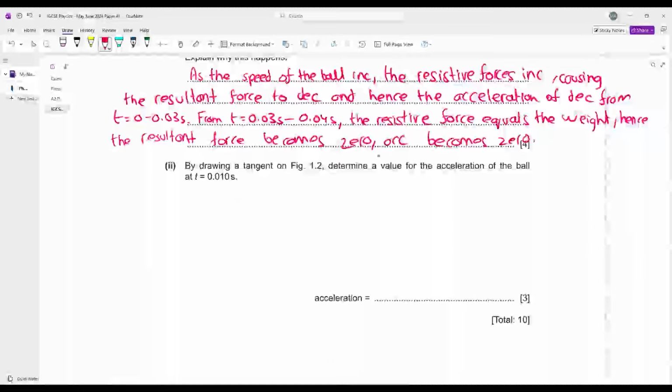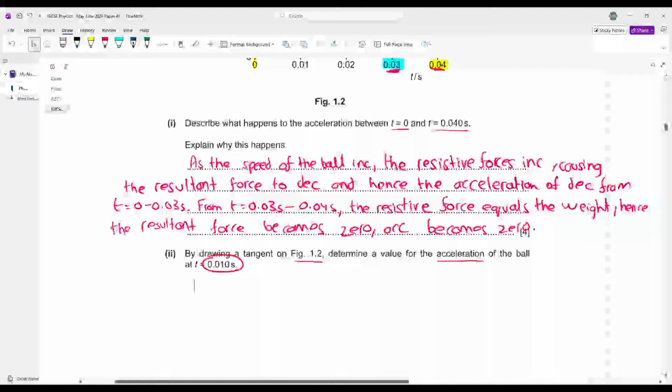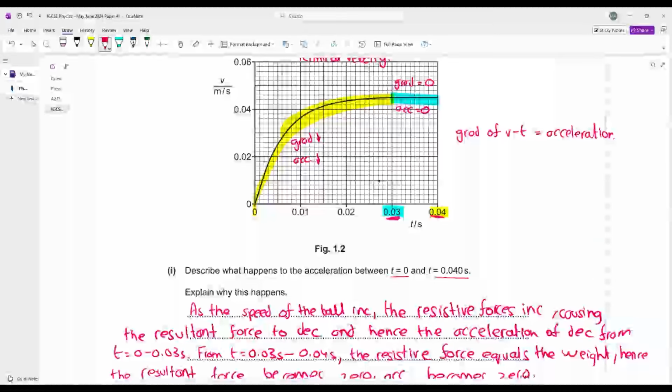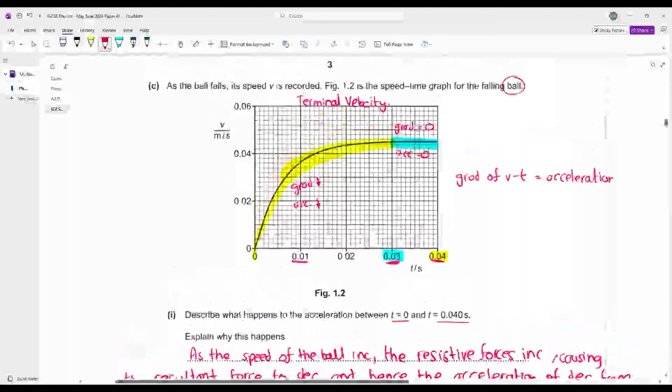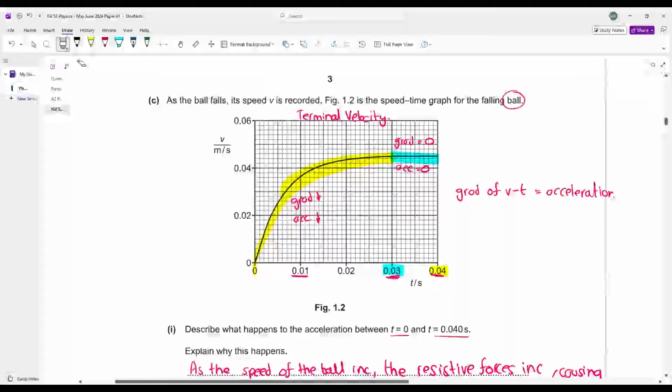By drawing a tangent on Figure 1.2, determine a value for the acceleration of the ball at time t equal to 0.01 seconds. Now, I have already told you that the gradient of a velocity-time graph is equal to acceleration. So we have to calculate the gradient at time t equal to 0.01 seconds. But can you realize this is a curve?